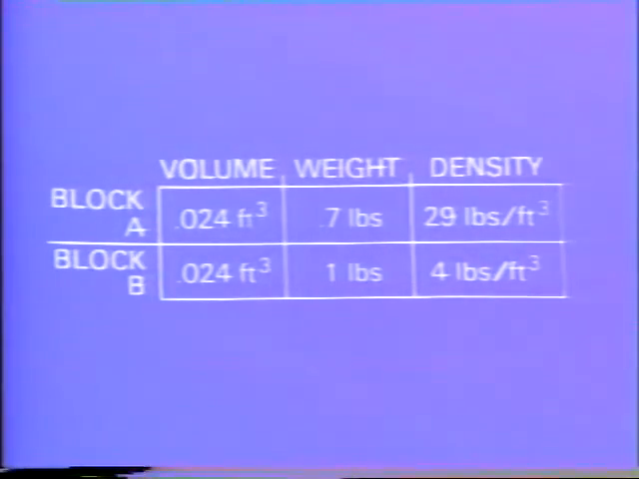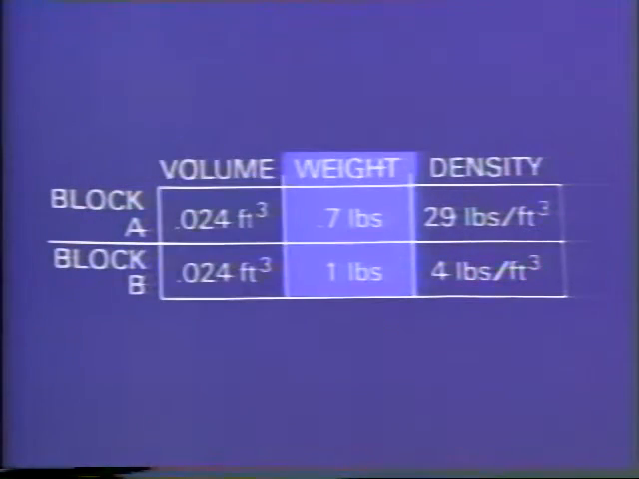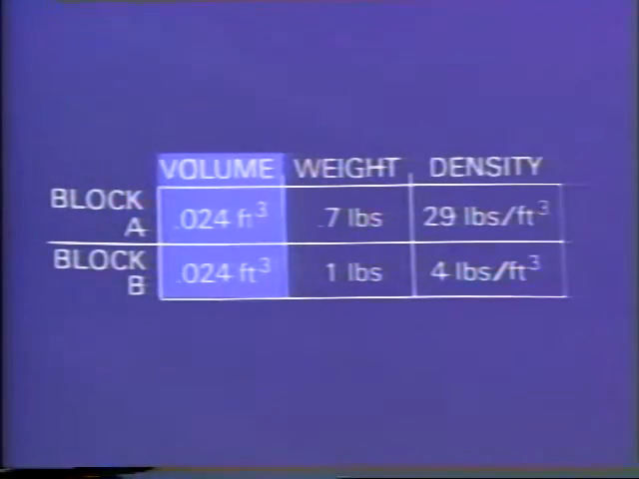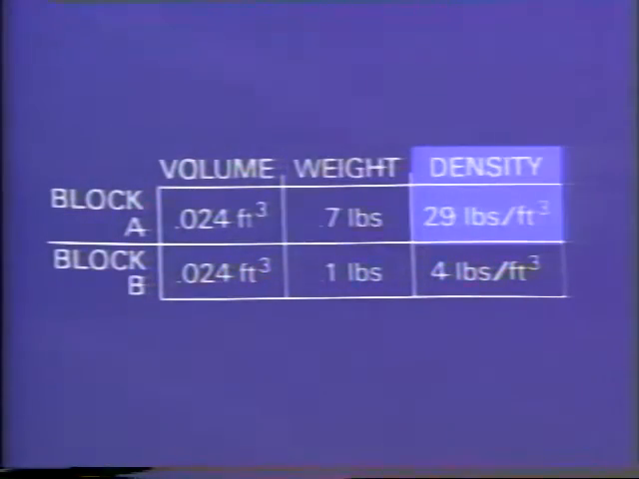Let's look at this chart, which illustrates the relationship of volume, weight, and density. Two objects with identical volumes, but different weights, will have different densities. We can also conclude for objects of the same volume, the more one object weighs, the denser it is.